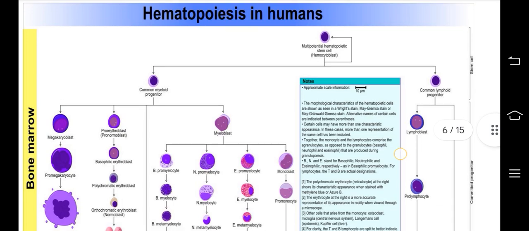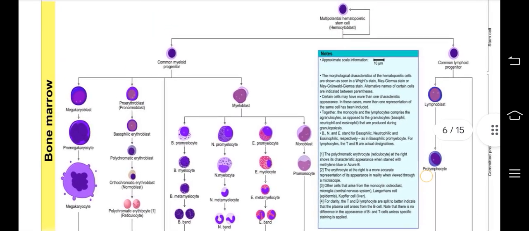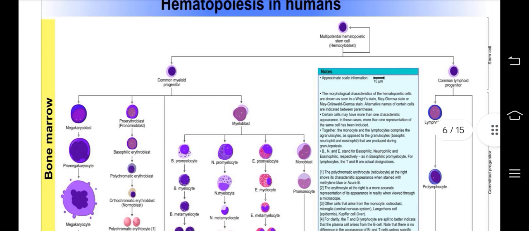Hematopoiesis in humans. This is a kind of big explanation, so I'll be slowly trying to interpret this. Bone marrow, common myeloid progenitors, multipotent hematopoietic stem cell, that is the hemocytoblast, multipotential hematopoietic stem cell, which divides into common myeloid progenitor and common lymphoid progenitor.